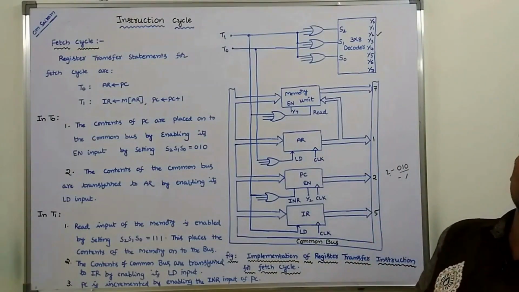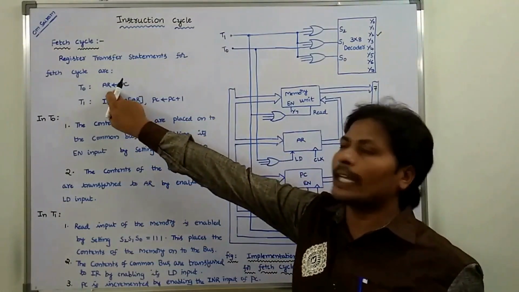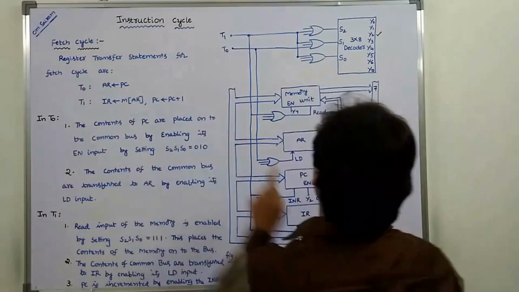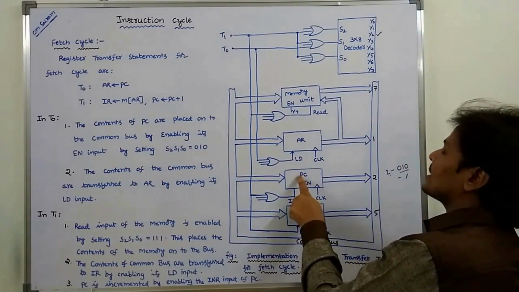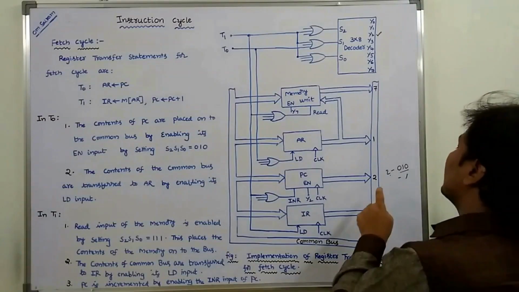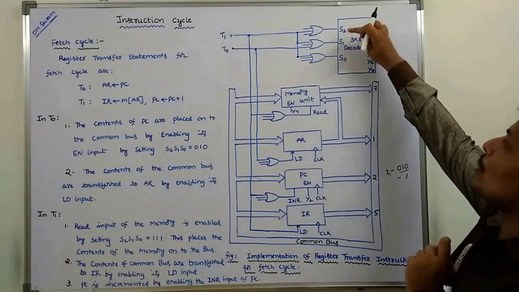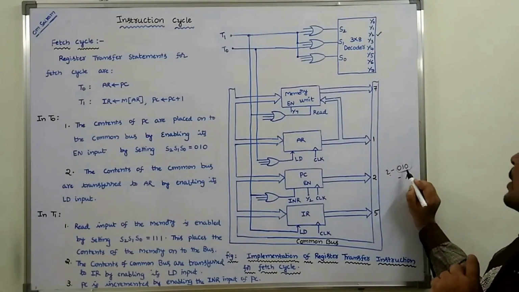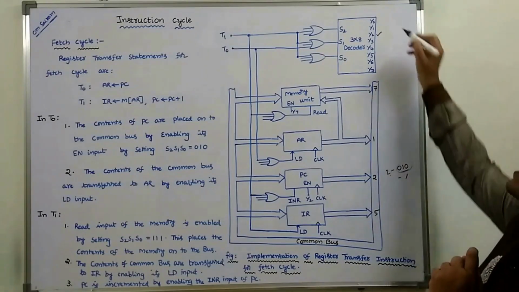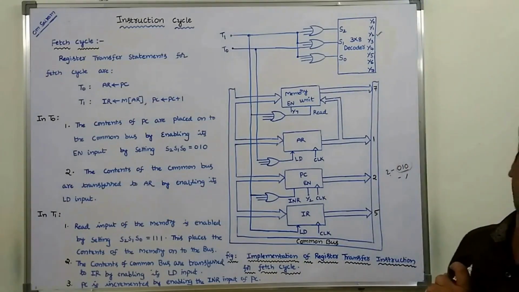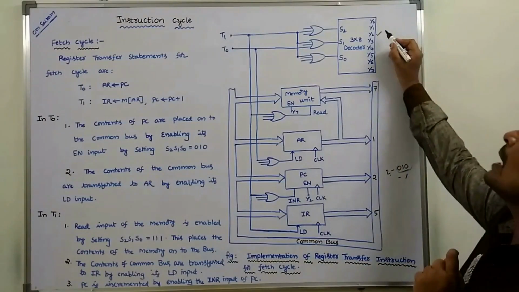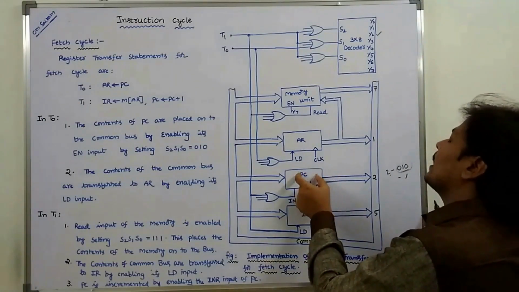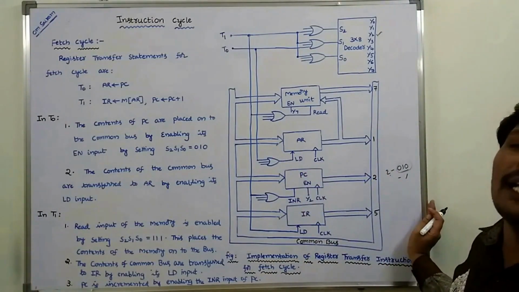So up to this point, this operation can be done. What is the first operation? The content of PC is placed onto the common bus by setting the inputs S2, S1, S0 as 0, 1, 0. 0, 1, 0 is nothing but 2, and 2 means the Y2 output is activated. Whenever the output Y2 is activated, the content of PC is placed onto the common bus.